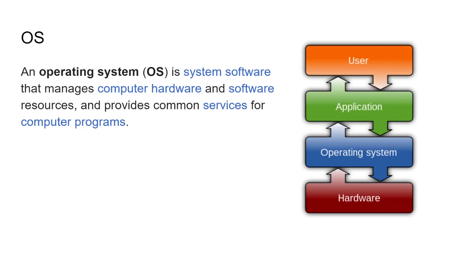stuff like that. So the OS is a system software that manages a computer's hardware and software resources and provides common services for computer programs. These words highlighted in blue are important: computer hardware and the software that provides the services for computer programs. Basically, that's what an OS is.